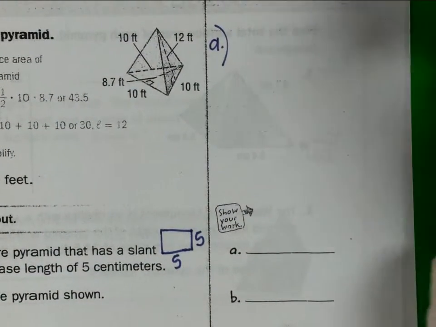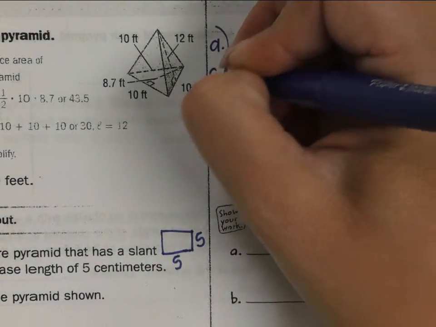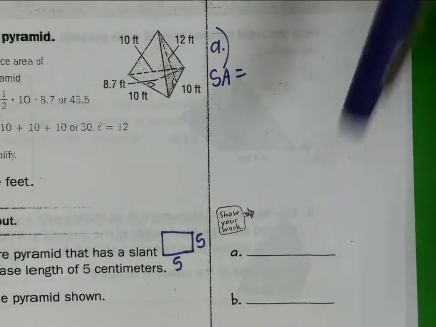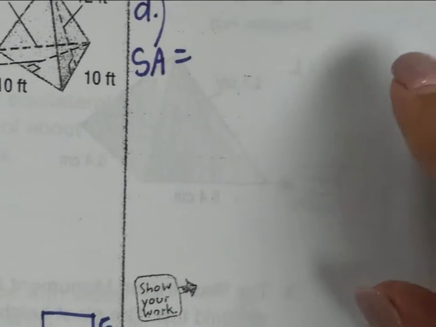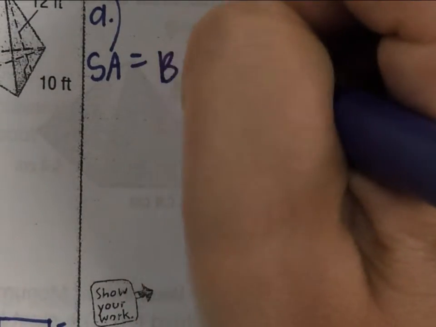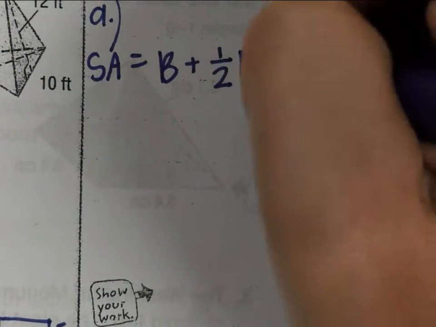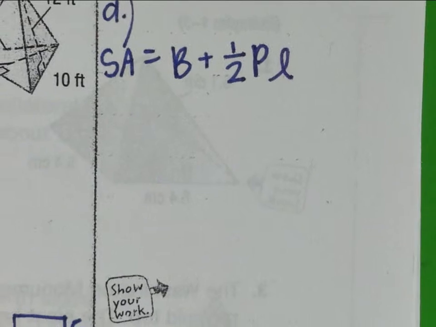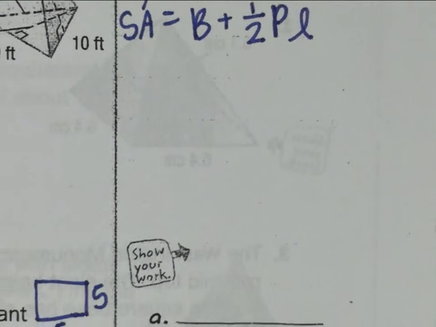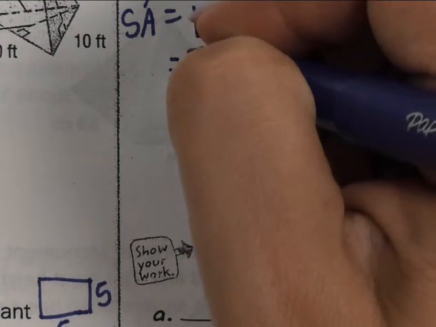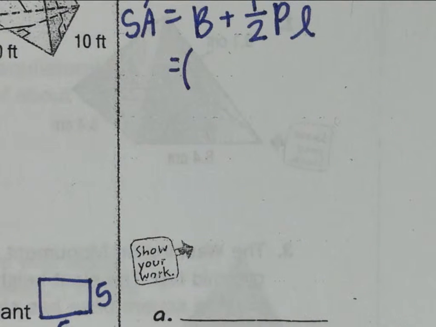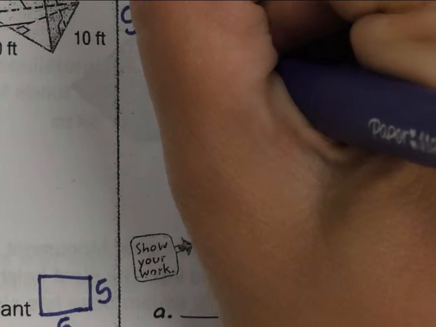If I'm finding the surface area, what's my formula again? Base plus 1/2 perimeter times slant height. Good. Area of the base plus 1/2 times the perimeter of the base times the slant height. So how am I going to find capital B in this case? 5 times 5, because my base is a square, and each side length is 5.